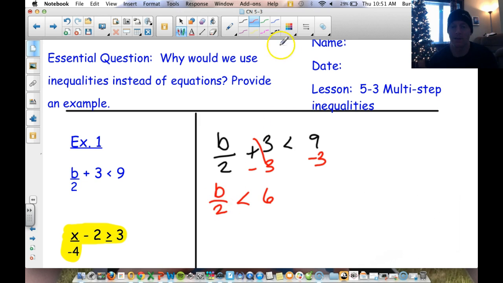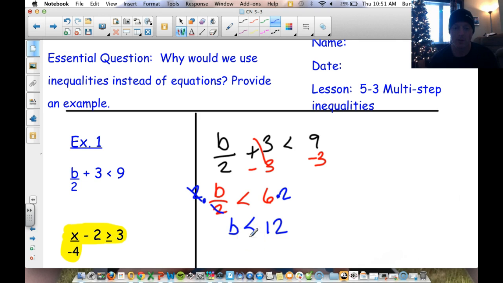Now to get the b by itself, we have to undo that it is being divided by 2. So we're going to multiply both sides by that 2, and we end up with b is less than 12. And that would give us an open circle at 12 and shaded to the left.